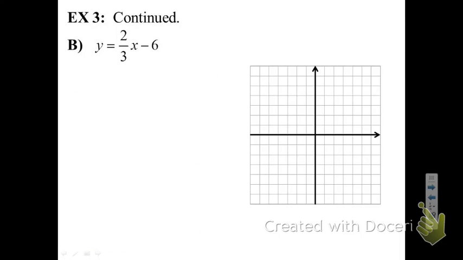Okay, on B, because it's in slope-intercept form, I would actually just identify the slope as 2/3. The intercept is -6, and use those two pieces of information to graph. So I would go down 6, 1, 2, 3, 4, 5, 6, and apply my slope: up 2, over 3, up 2, over 3, and there's your line.